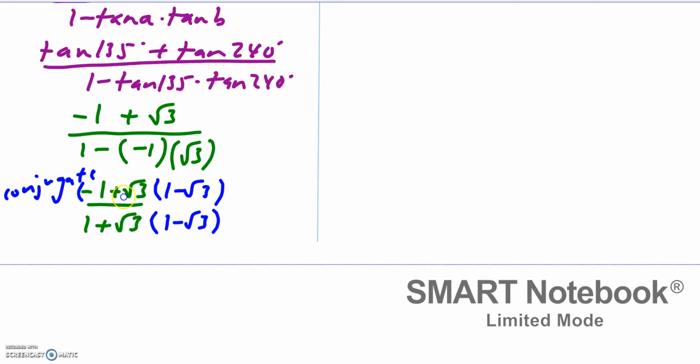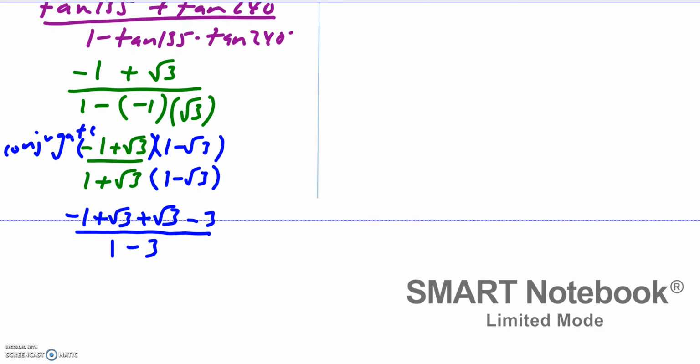So if I use FOIL or distributive property on the top, -1 times 1, I get -1, then I get plus √3, then I get plus another √3, and then I get minus technically √9, which is really -3. And in the denominator, again, when I multiply by a positive and a negative, the middle terms cross out. As you can see, you're going to get a negative √3 and a positive √3, so that's just going to cancel out anyway. So all we need to do is multiply 1 times 1 and multiply √3 times negative √3, which is again -3.